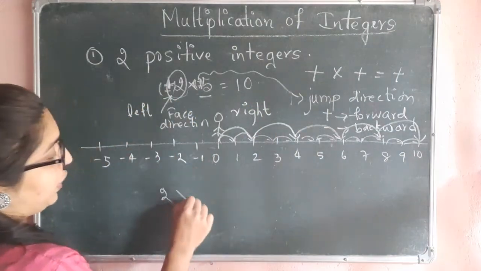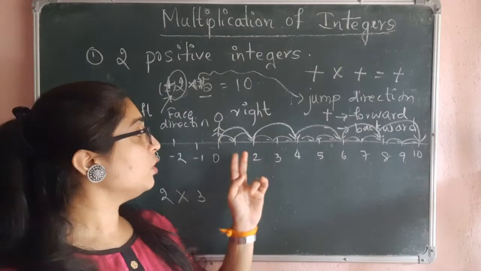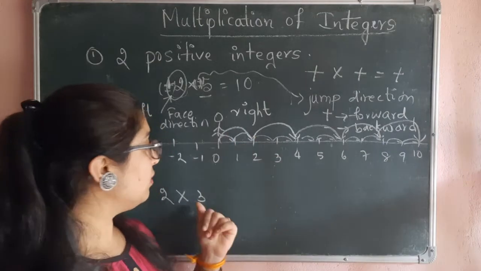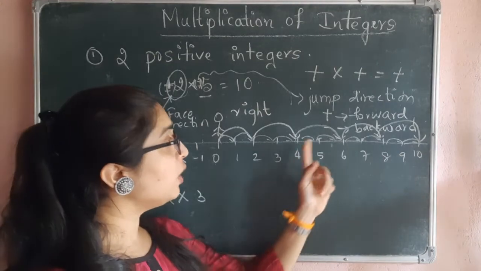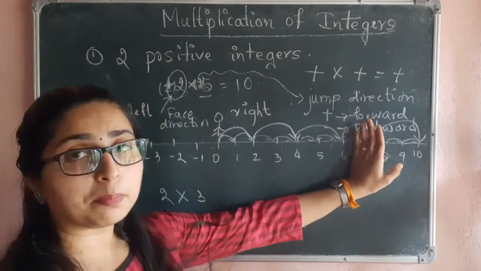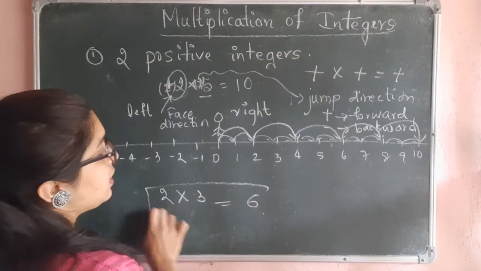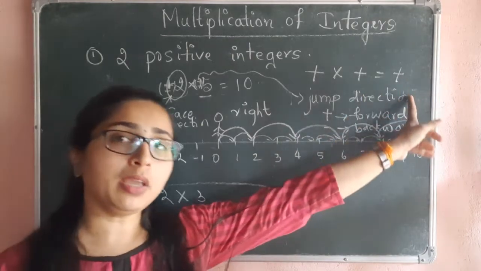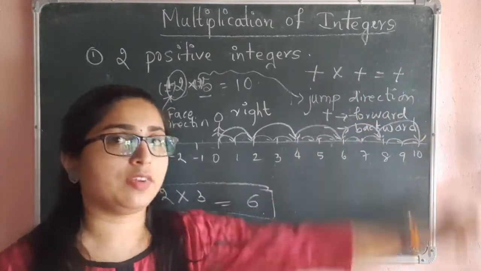Similarly, take 2 into 3. Again, there are two groups, 1, 2, and you are jumping 3 times. And again here 2, and this is the third jump. Third jump means it is 6. Positive 6. So plus into plus is giving me plus. Positive into positive is giving me a positive integer.